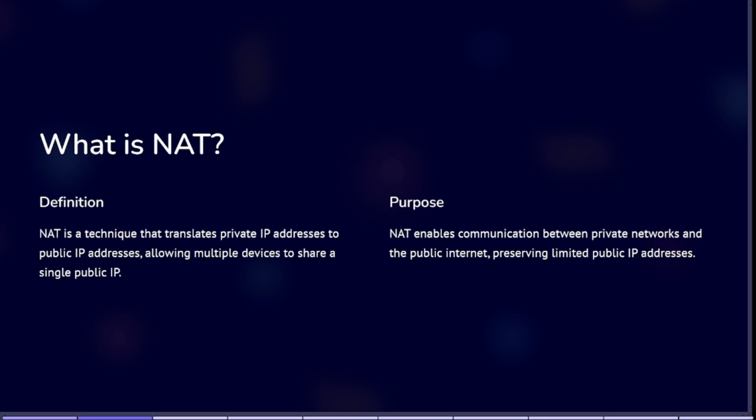NAT, or network address translation, is a method used in networking to map one set of IP addresses to another. It plays a critical role in allowing devices within a private network to communicate with external networks such as the internet.